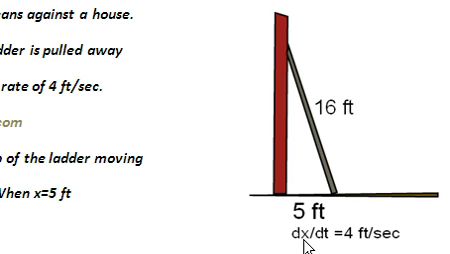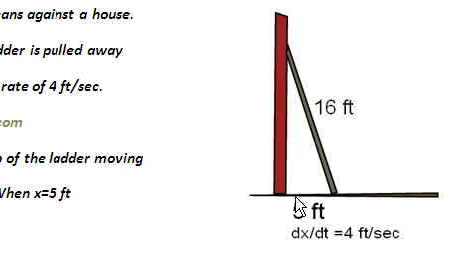But anyway, we've got dx over dt is 4 feet per second. That means the ladder, when x is equal to 5 feet, right here, is being pulled away at 4 feet per second. Even if x were right here, it's still being pulled away at 4 feet per second. So 4 feet per second is constant all the way across.